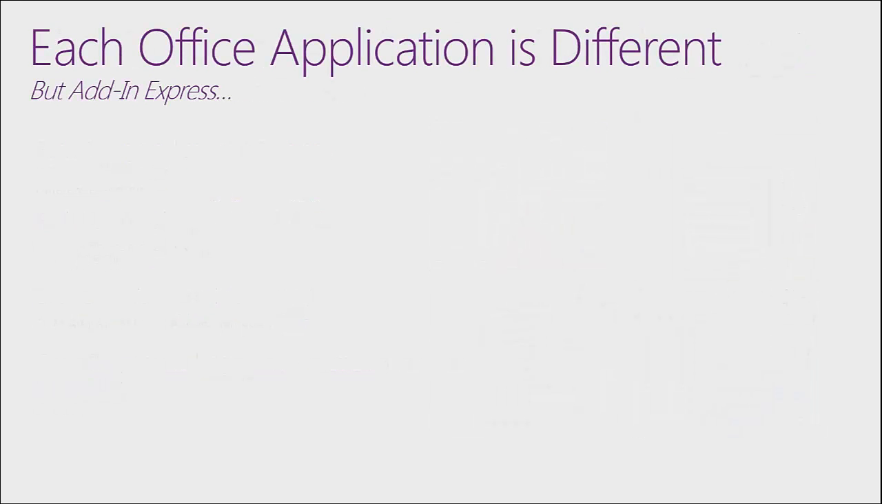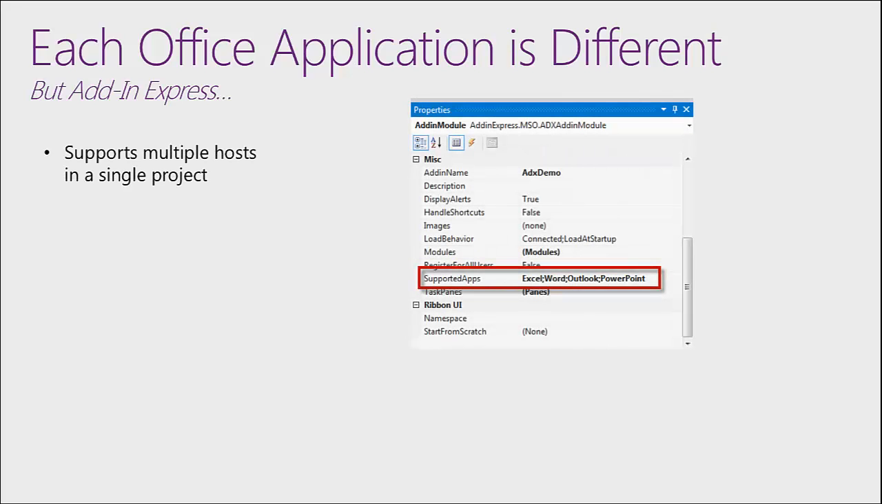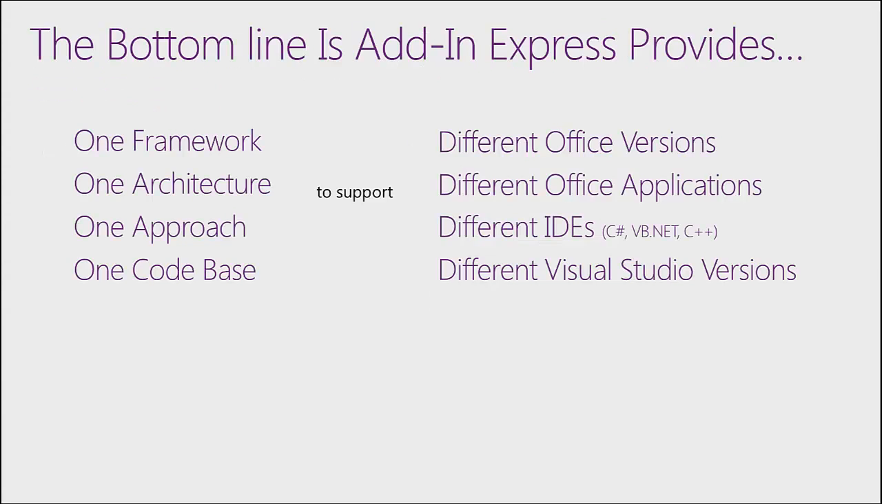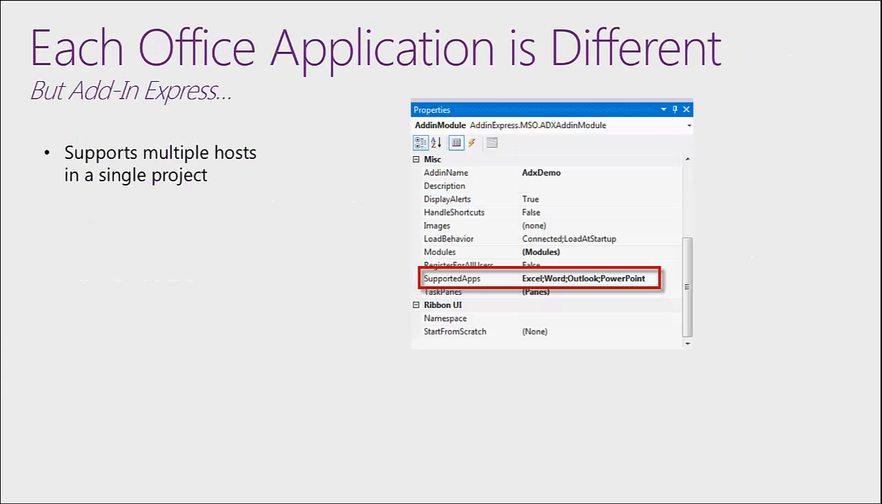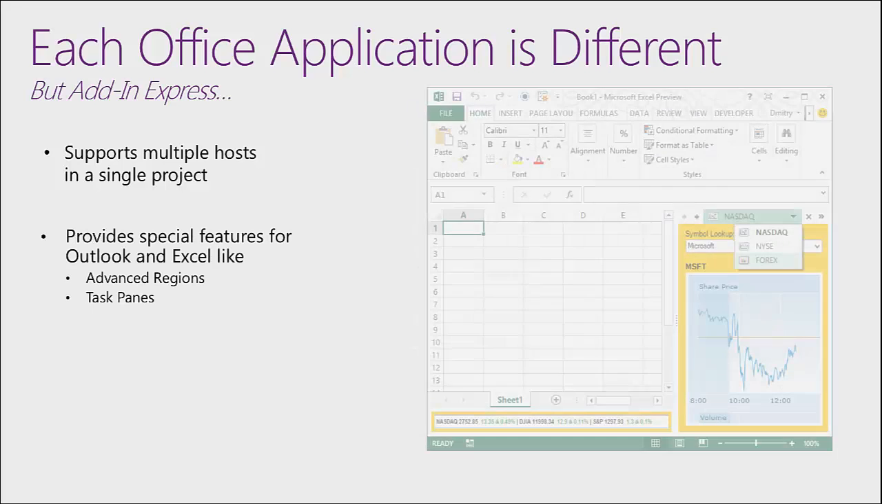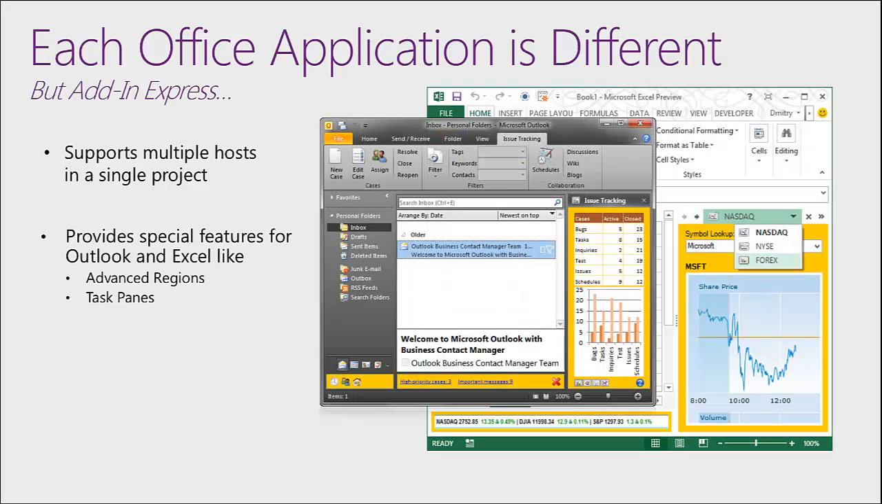First, let's look at how each Office application is different, and the fact that Add-in Express supports multiple hosts in a single project. All you need to do is select the add-in module and then change its supported apps property to the applications you want to support. In addition, Add-in Express provides special features for Outlook and Excel. Features like advanced regions for Outlook and task panes for Excel.